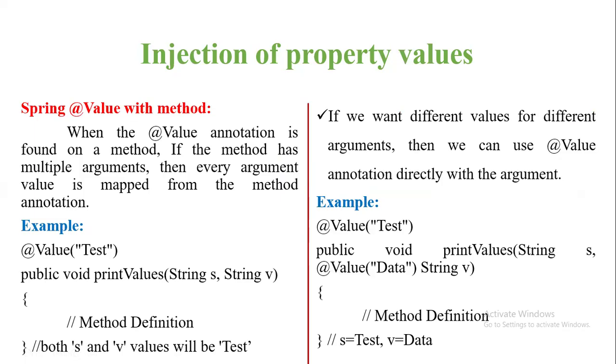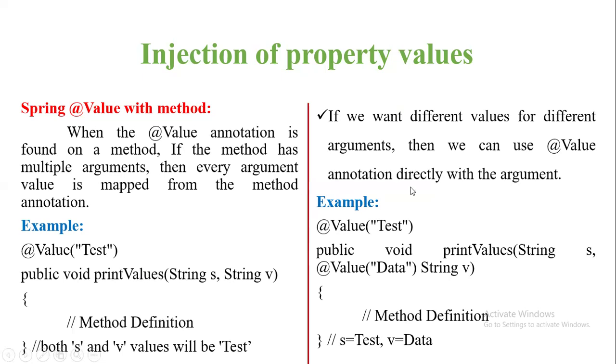Also, we already discussed that the @Value annotation is used on variables as well as methods. When the @Value annotation is found on a method, if the method has multiple arguments, then every argument value is mapped from the method annotation. For example, here it is given @Value enclosed in double quotes with test. So now we have defined a method called printValues, whose return type is void. This method has two arguments, s and v, both of type String. So in this case, if you call the method variables s and v anywhere, the default value of s and v is test.